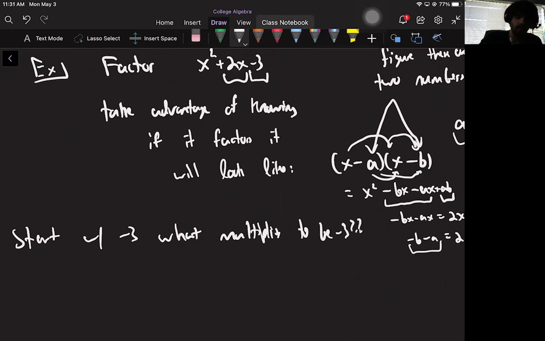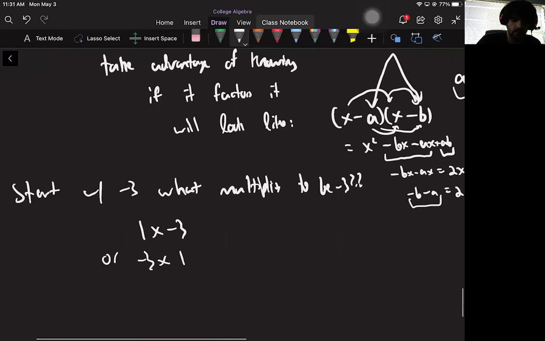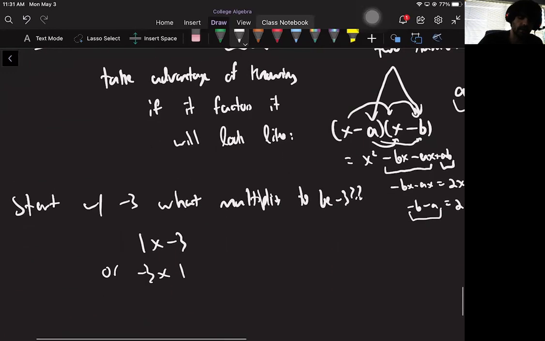Well, how do I get negative 3? I could do 1 times negative 3, or I could do negative 3 times 1. And that's it, right? Or sorry, that's the same thing. That's not what I meant. The second one should be negative 1 times 3.